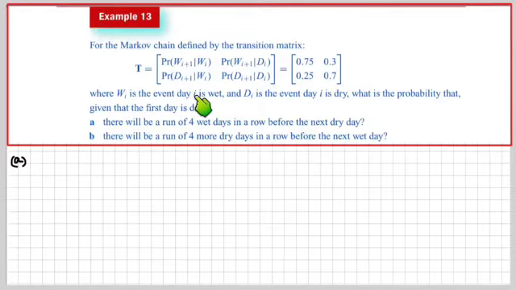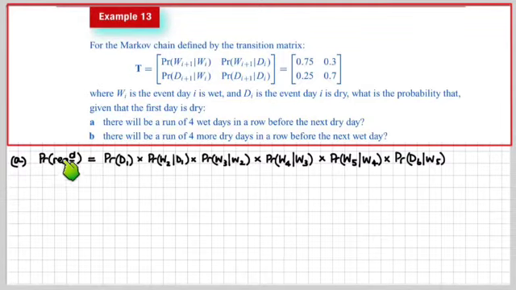W_i is the event day i is wet, D_i is the event day i is dry. What is the probability of that? Given that the first day is dry, there will be a run of 4 wet days in a row before the next dry day, and this looks like the reverse situation. There will be a run of 4 more dry days in a row before the next wet day. Now let's see how we go with this, because according to the preamble at the start of the video, with Markov chain situations of 2-state chains, which we have here, either wet or dry, the probabilities of run lengths of opposing events is not necessarily dramatically different. Okay, so let's see how it works out.